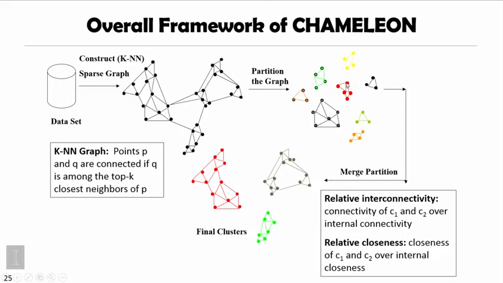How do we merge those graphlets back into bigger clusters? Essentially, the merge is based on these two measures. One we call relative interconnectivity, another we call relative closeness. Relative interconnectivity means the connectivity of C sub 1 and C sub 2 over their respective internal connectivity. Then the relative closeness is defined as the closeness between clusters C sub 1 and C sub 2 over their respective internal closeness.